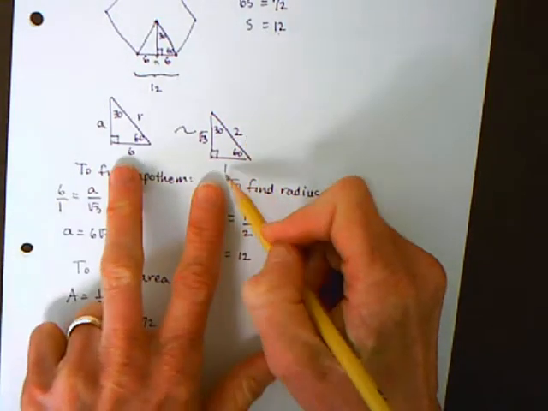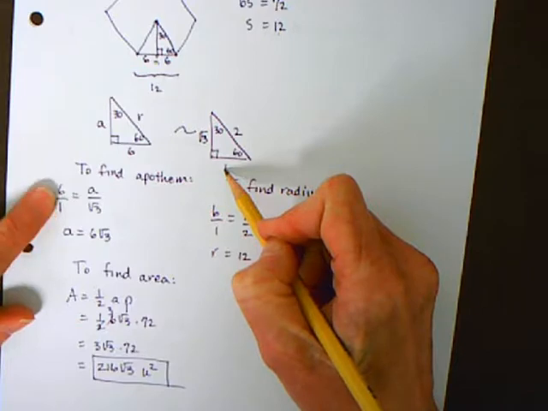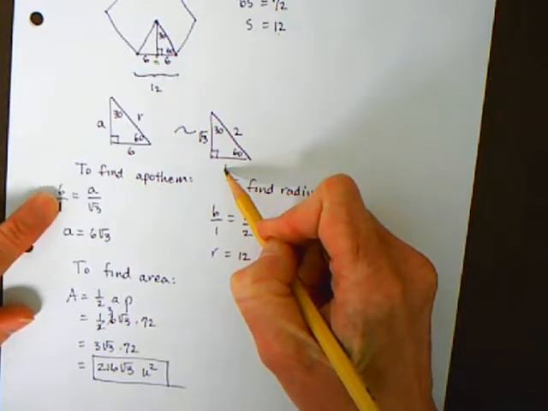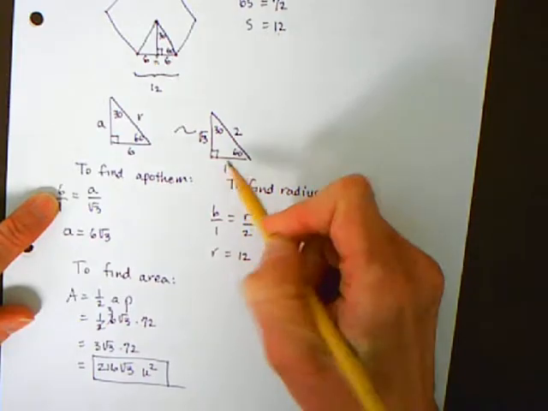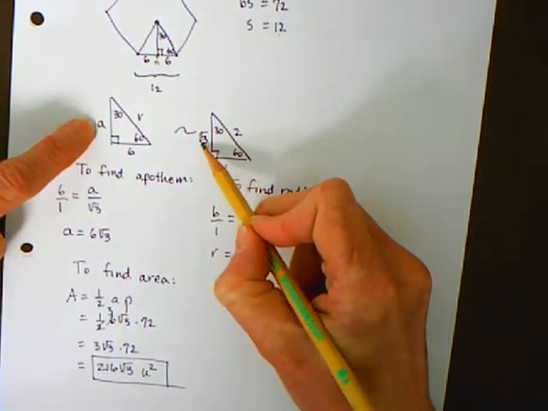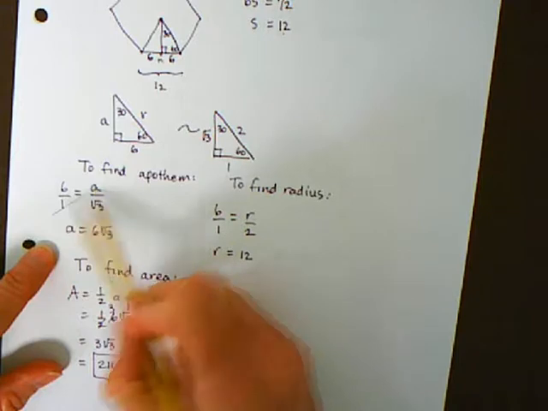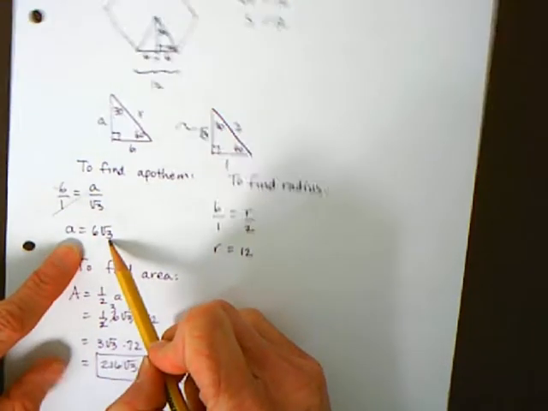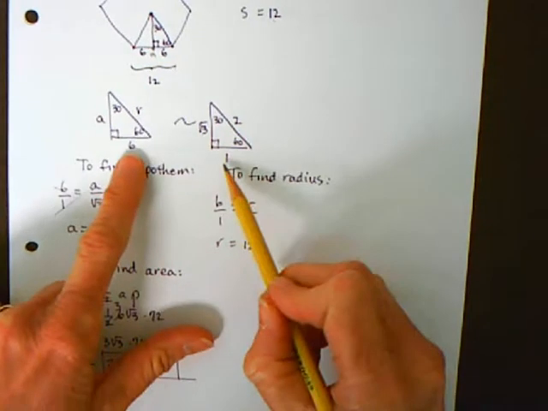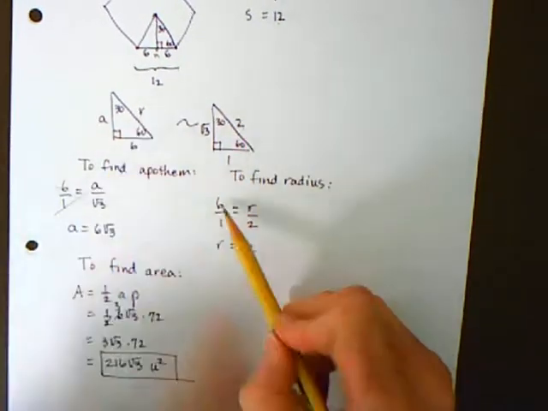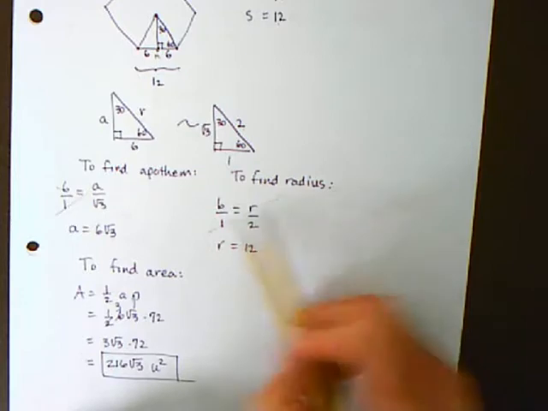The scale factor is 6 to 1. So to find the apothem, I'm just comparing corresponding sides, 6 to 1, A over radical 3, product of the means equals product of the extremes. Okay, to find the radius, same thing, scale factor, 6 to 1, radius to 2. 6 over 1, radius over 2, R equals 12.